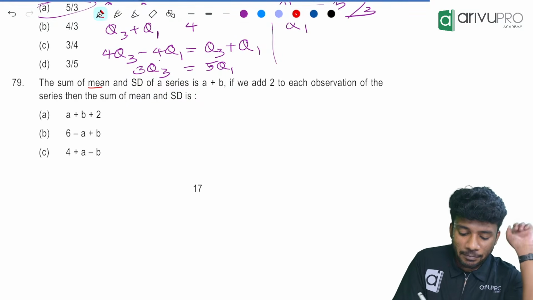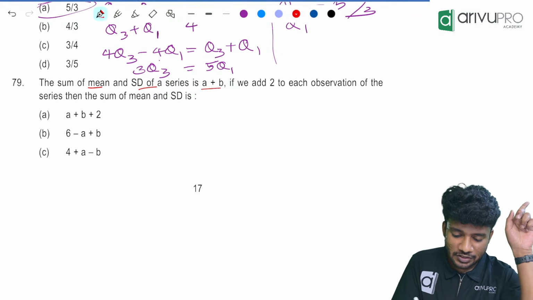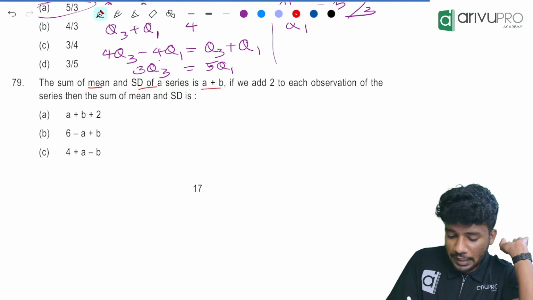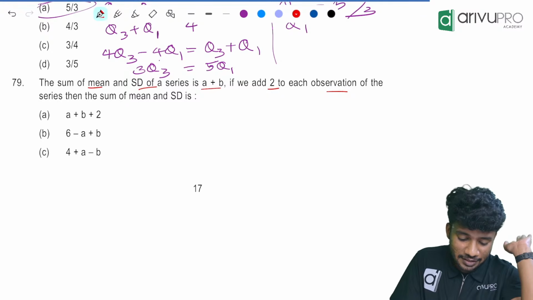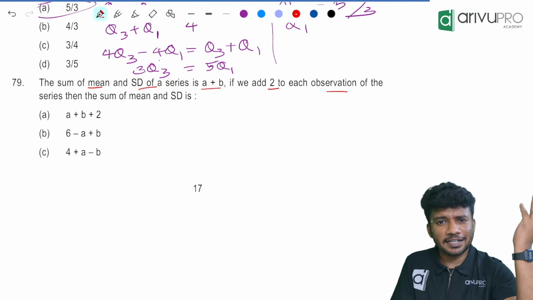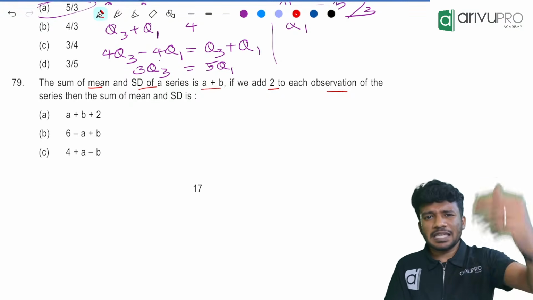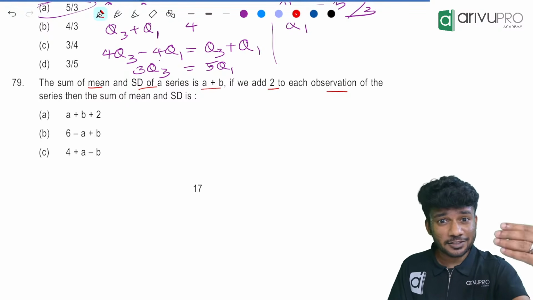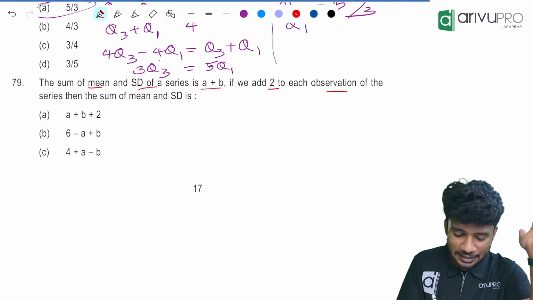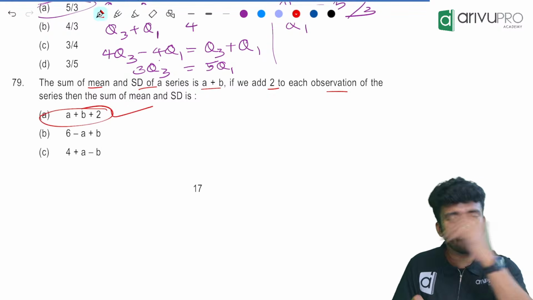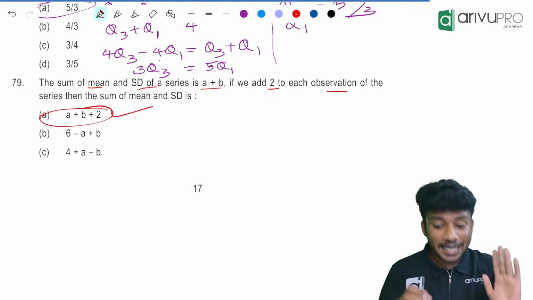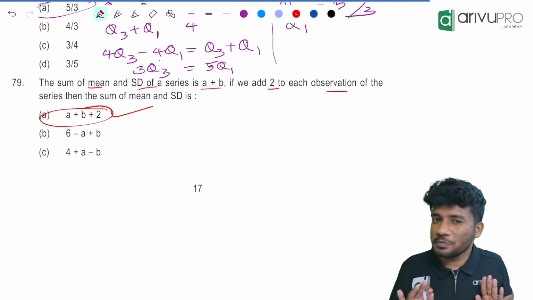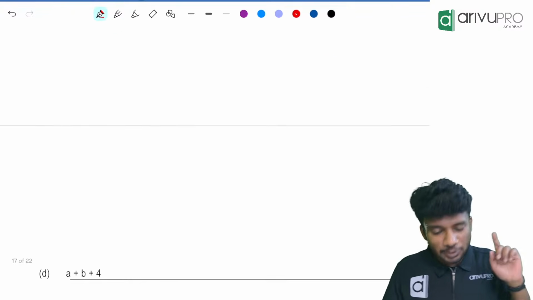The sum of the mean and standard deviation of a series is A plus B. If we add 2 to each observation, then the sum of mean and standard deviation of the series will be how much? People, the mean will be increased by 2, correct? Is the standard deviation affected by change of origin? No. That means the entire thing will get added with 2, not with 4 or 6. Only 2 will get added. To whom? The mean is getting increased. That's why we are putting A plus B plus 2. Option A is your answer.